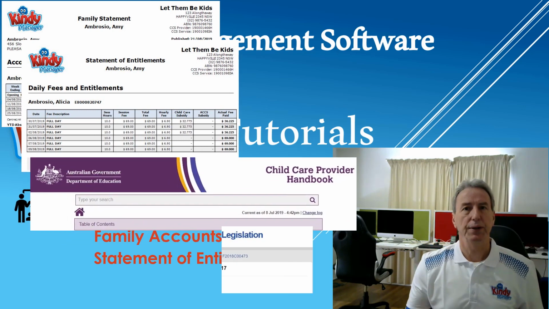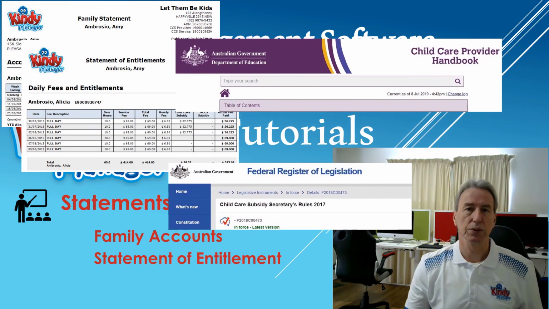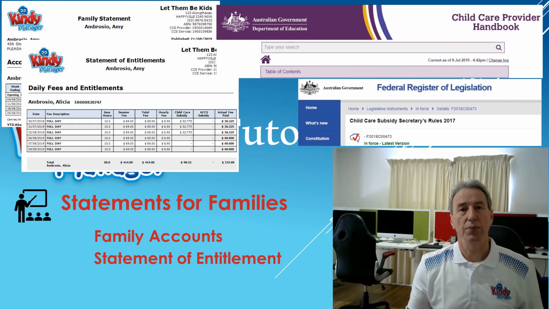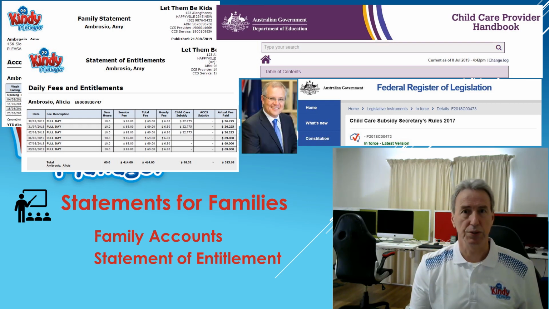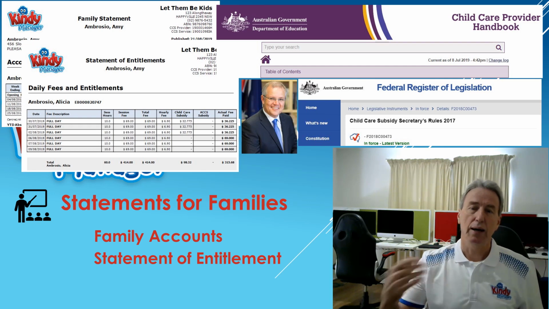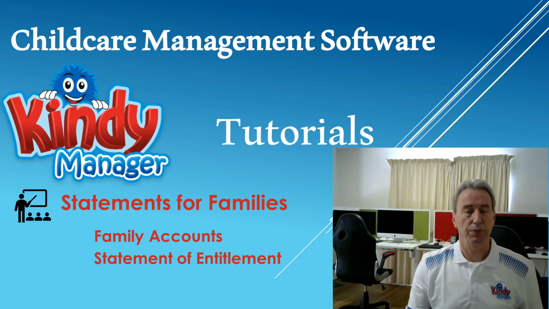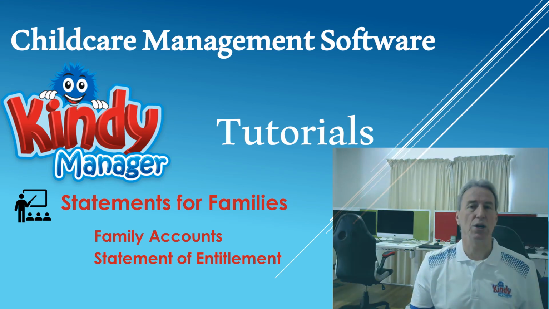families. Now, to find out exactly what the government wants, we'll consult the handbook, and at the time of this recording, the latest version of the handbook was produced in July 2019, and Scott Morrison was still the Prime Minister. All right, so let's now go to the handbook and have a look at the relevant section there, and then we're going to go and have a look at the family statements and the statement of entitlements.